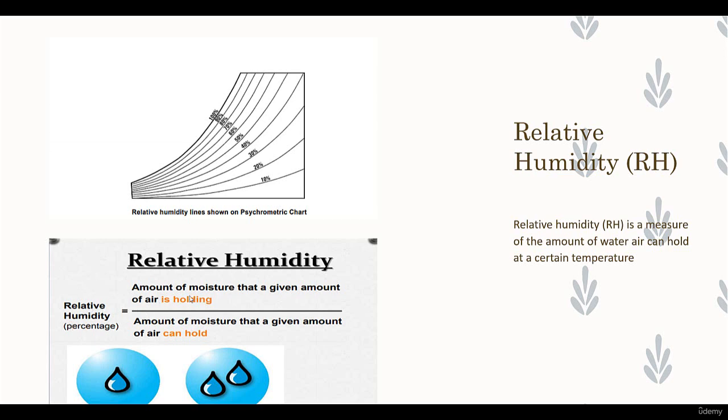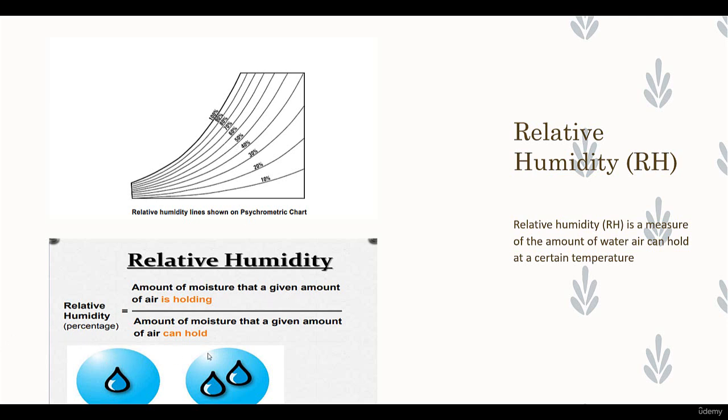Relative humidity is also the ratio of the amount of moisture that a given amount of air is holding, and the amount of water that the air can hold at that time. Or it is the ratio between the amount of water air is holding and the capacity of air to hold water. The ratio between these two is basically relative humidity.